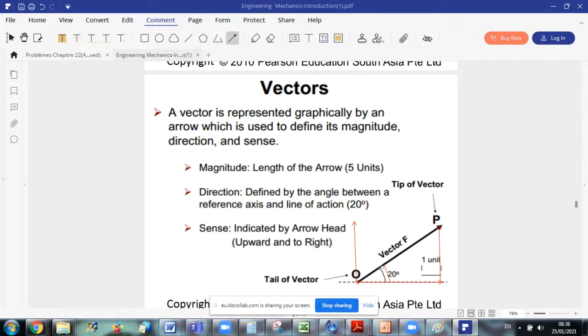If you know px and py, how do you calculate the angle here? We use tangent. Yes, very good. So we do tangent minus 1. The tangent of the angle is this length, which is py over px. Okay? Now, the sense is indicated by the arrow. It can be up or down, so it depends on the vector.